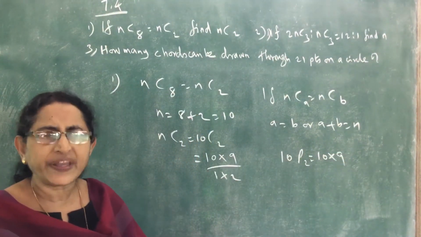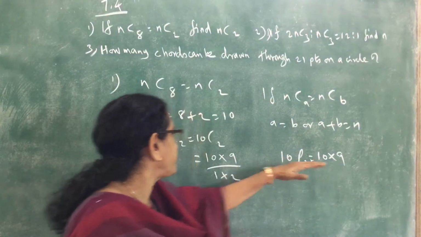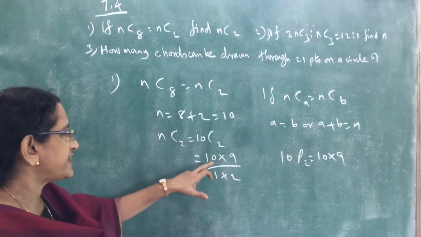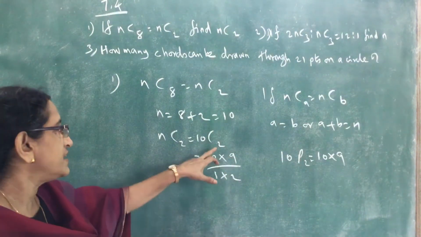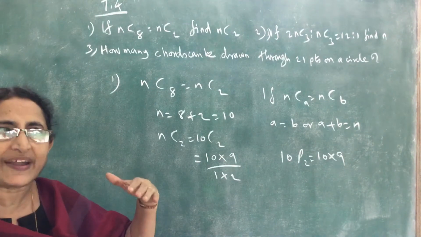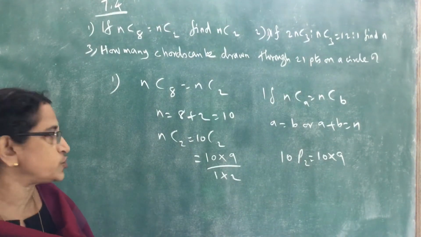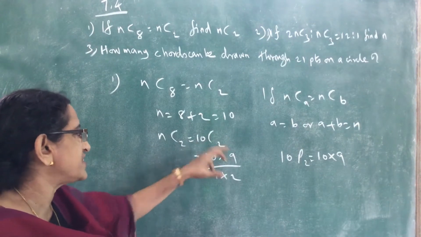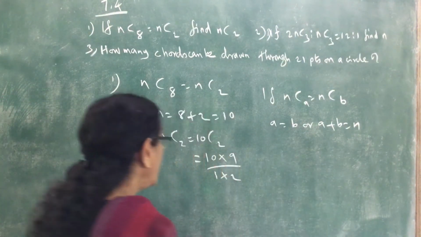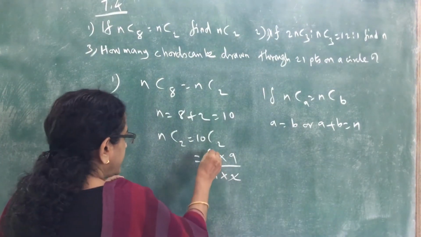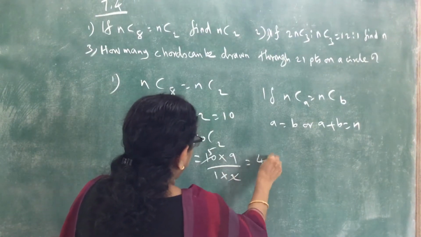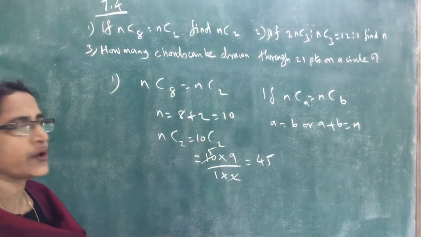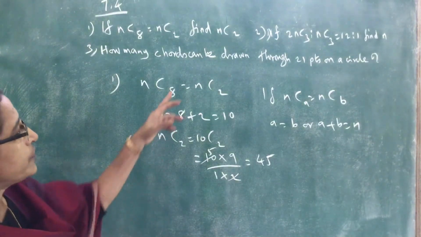In the case of combination, you have to divide. 10C2 is 10 into 9 divided by, this number is 2, so divide by 2 factorial, that is 1 into 2. So divide by 1 into 2, that will be the value of 10C2. So that is equal to 5 into 9, 45. So nC2 equal to 45. That is the first one. Now see second one.